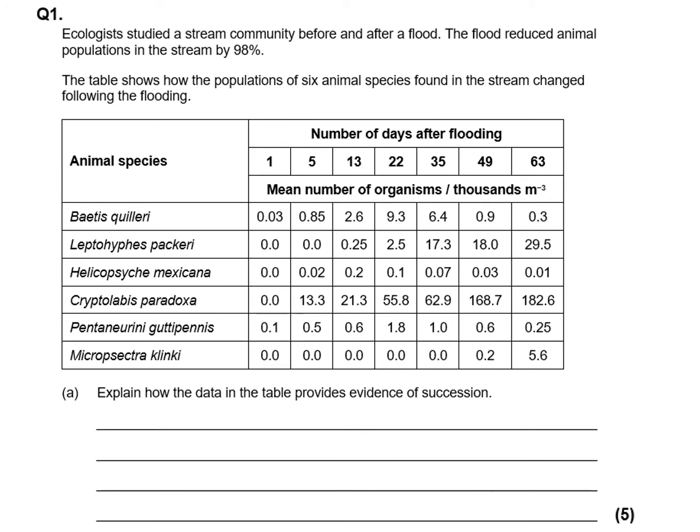Now, with question 1, it says ecologists studied a stream community before and after a flood. So technically this is secondary succession. Now, if it's a stream community, that means obviously we're going to get aquatic organisms. Now, I would start with the definition of community, just to remind yourself of what that means. So a community is all the individuals of all the different species present at a given time in that given area. So we're going to look at the change in the composition of the community over time, and that's called succession.